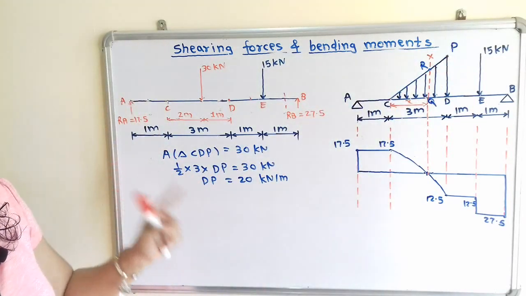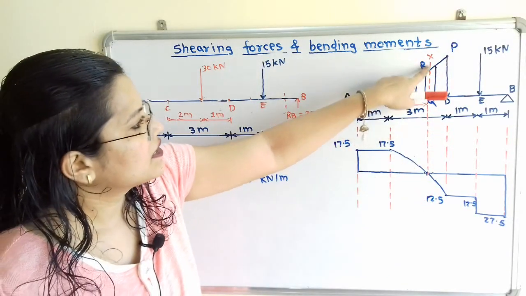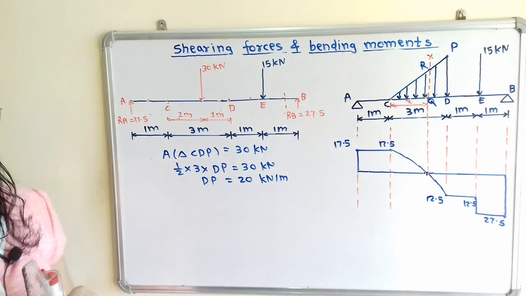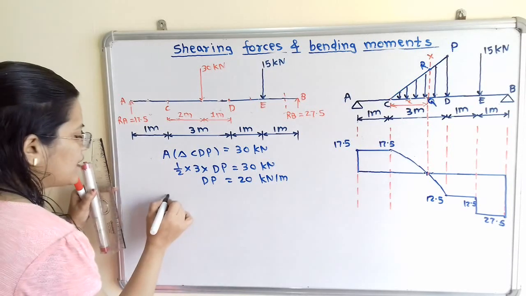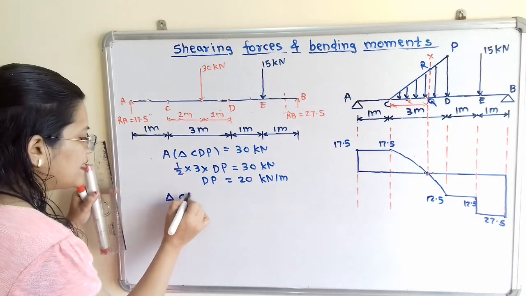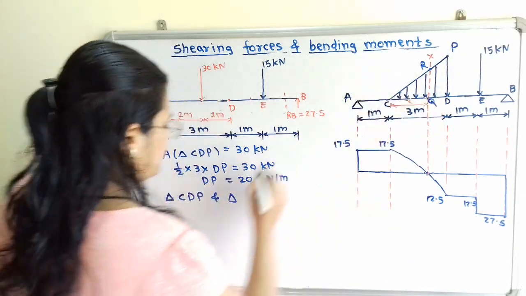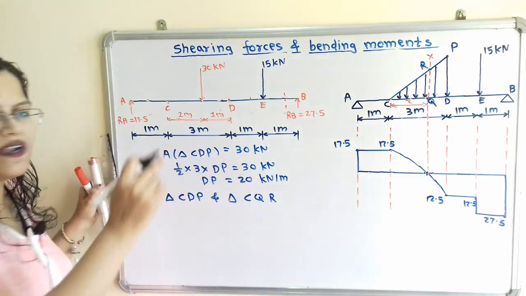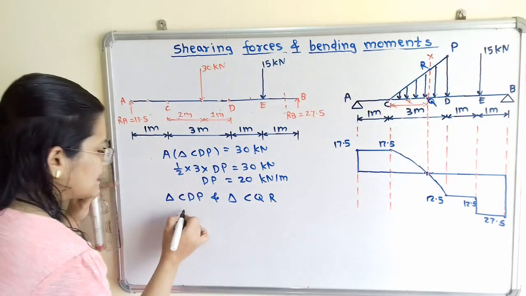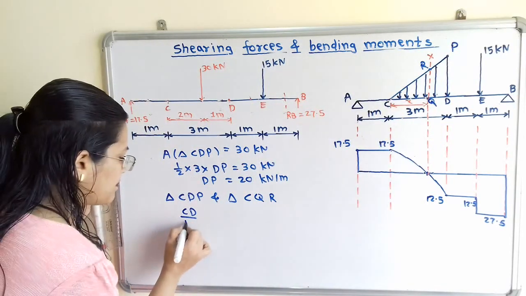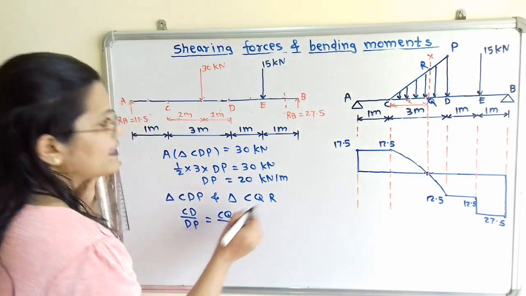Now in the same way we have to find out the rate of loading along the section XX, that is along the section RQ. So how to find out? If we observe, there are two similar triangles, triangle CDP and triangle CQR. We will take the ratio of base to height. So I will take the ratio CD divided by DP is equal to CQ divided by QR.